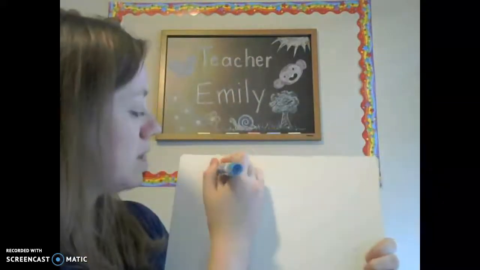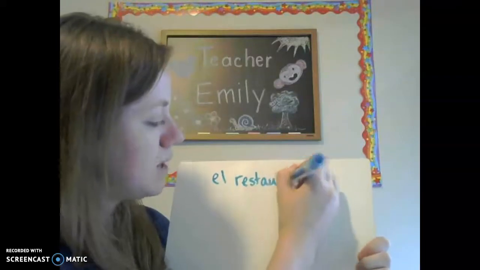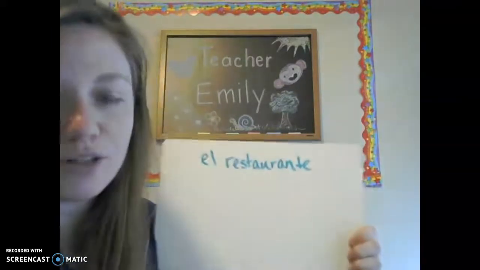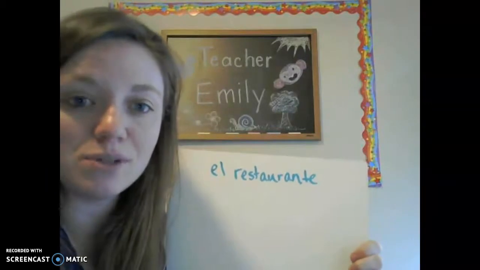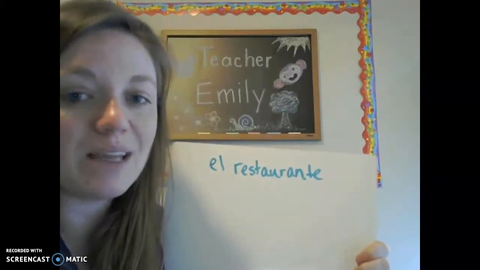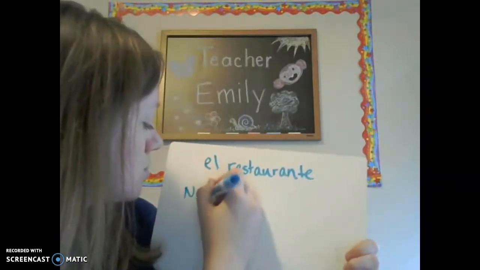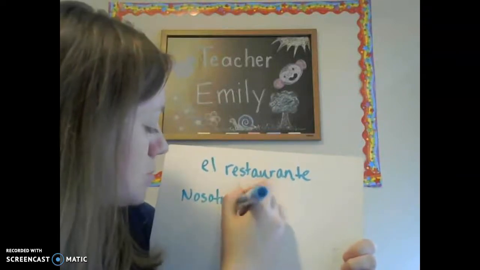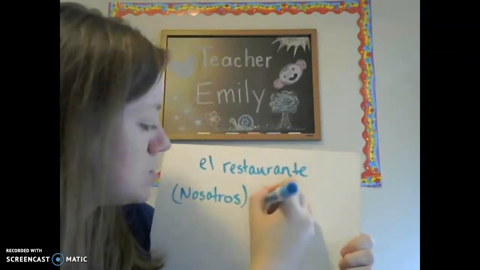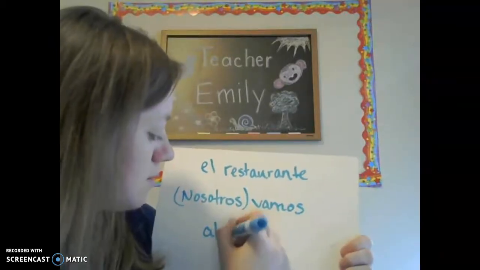Let's look at one more like that. Let's see. El restaurante. Let's say in a very magical world, our entire class was able to go to a Spanish-speaking restaurant and practice food vocabulary. And let's say we go to the restaurant. So nosotros, of course this is optional, we could just say vamos. Vamos al restaurante.